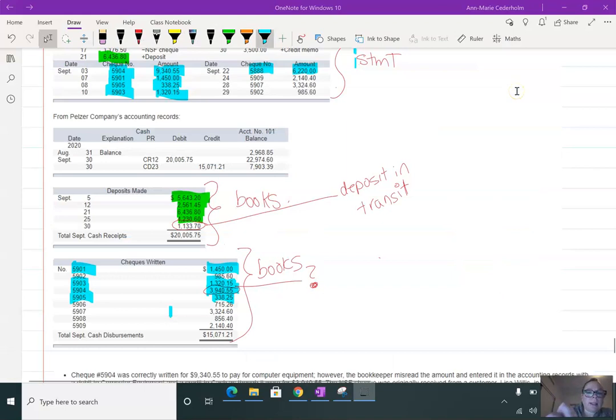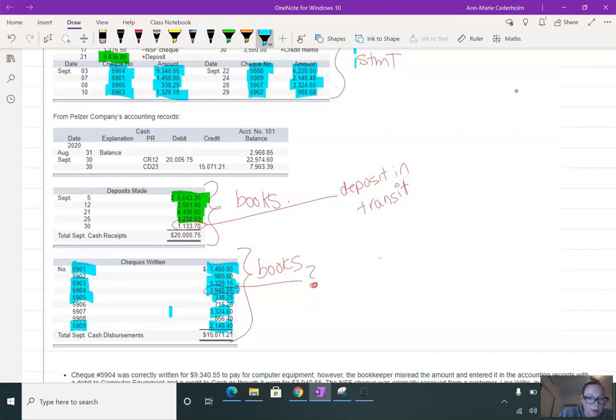Okay, so I see that 5909 cleared the bank, and that's for 2140.4, and that's the check in your books. And then 5907 cleared the bank for 3324.6. And then check number 5902 cleared the bank for 985.6.